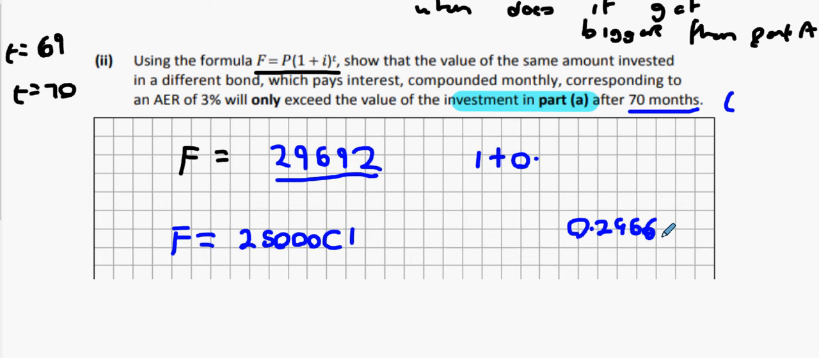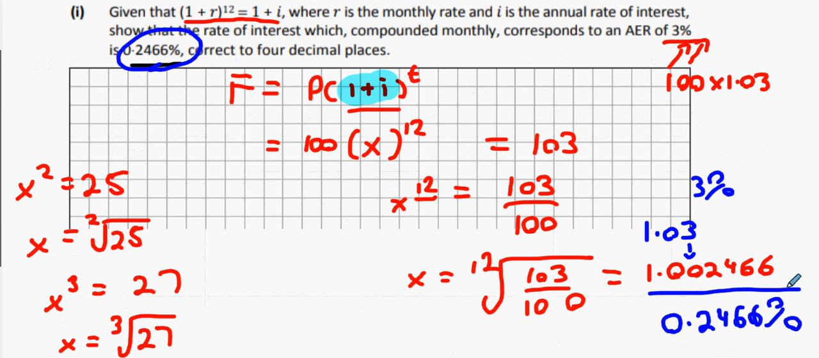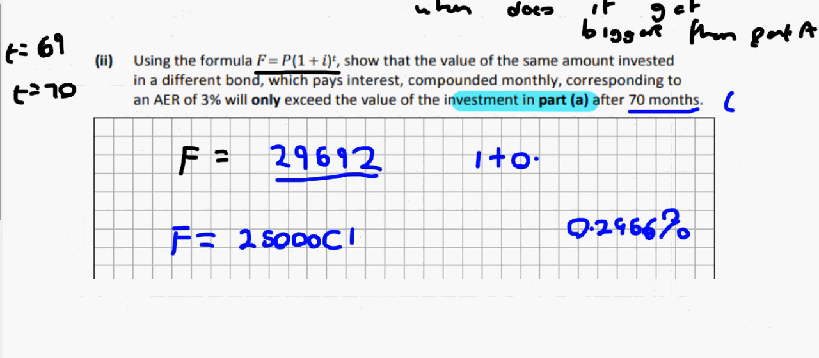0.2466%, isn't it? And to convert that into percent, you have to divide by 100. So it's essentially the same answer we had here. See this answer here? That's what we're using. So 1.02466, and we're going to do that to the power of 69. And we're also going to do that to the power of 70.